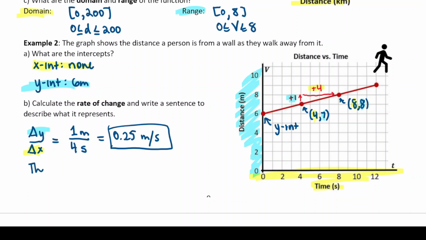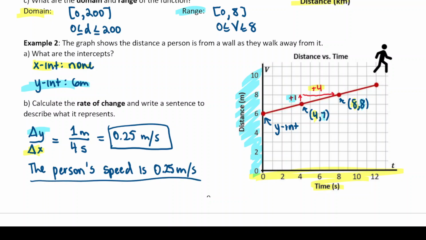So we can say the person's speed is 0.25, so he walks 0.25 meters every second. Okay.